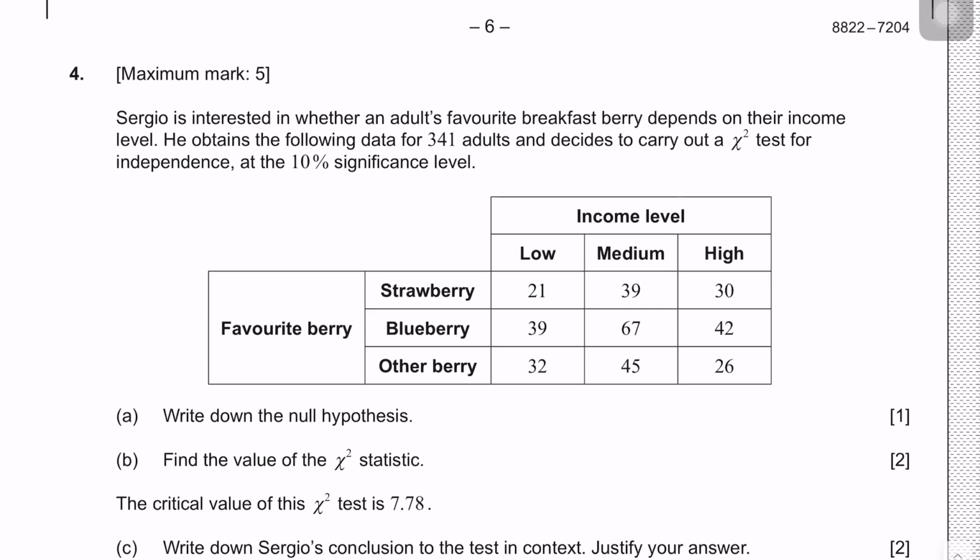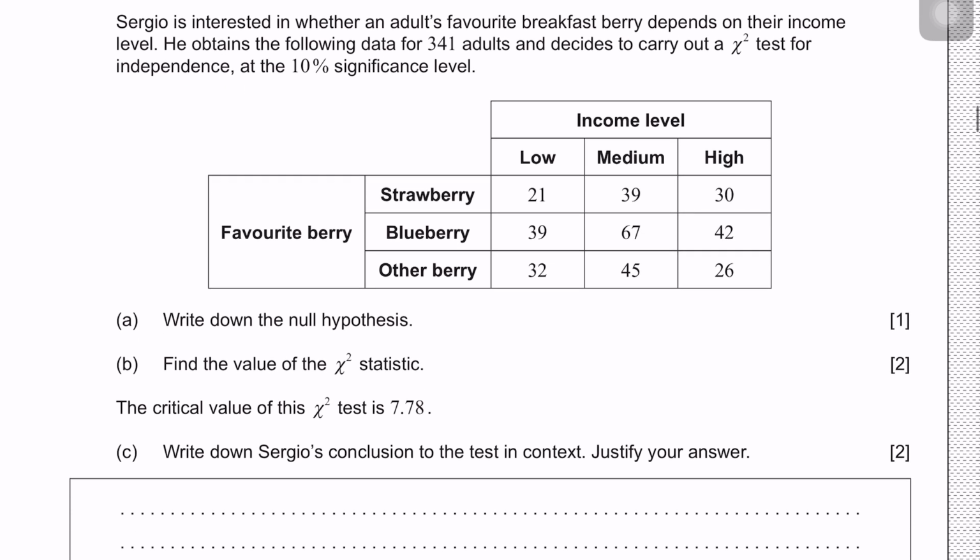Question 4. Sergio is interested in whether an adult's favorite breakfast berry depends on their income level. He obtains the following data for 341 adults and decides to carry out a chi-squared test for independence at the 10% significance level. So here we have income level and favorite berries.